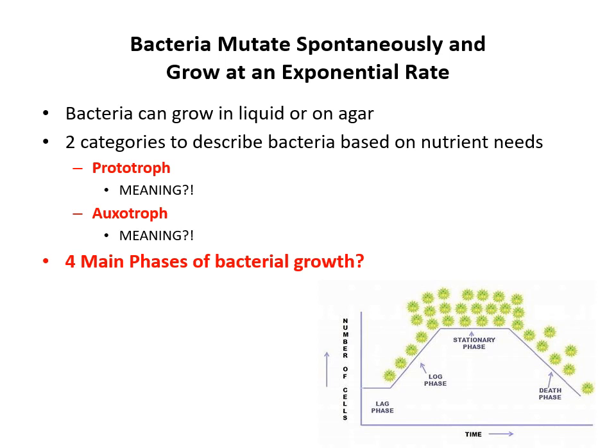And bacteria in a lab or in a medical setting, they can be grown in liquid or on agar, which kind of look like gelatin or jello plates. And there are two categories I want you to know in terms of describing bacteria based on growing in that liquid or on that agar. The first one is prototroph, the second one is auxotroph.